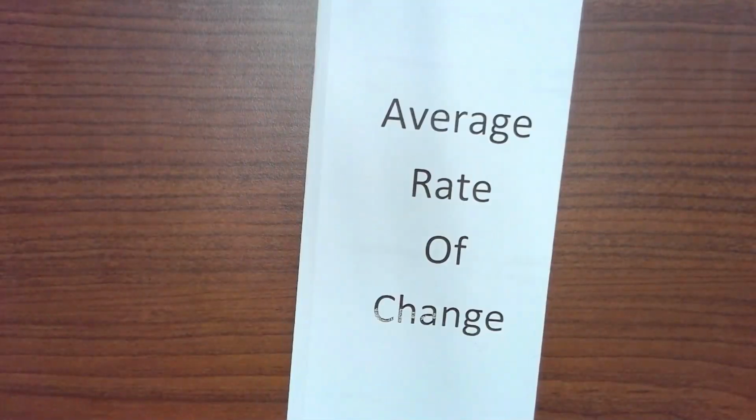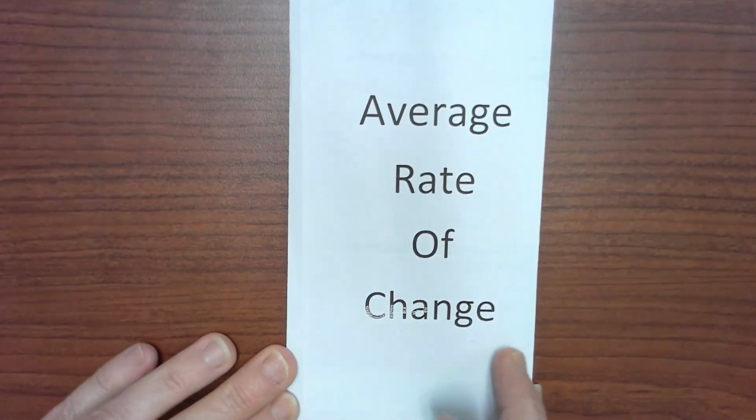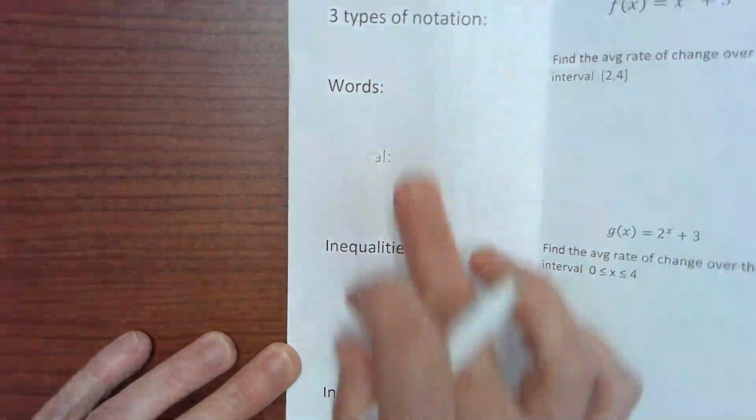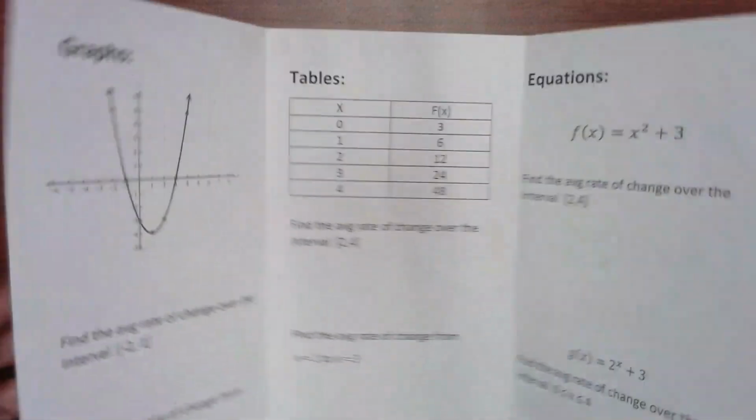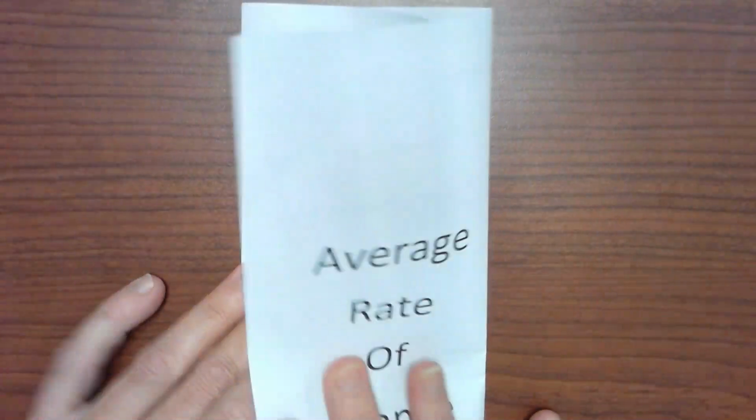And basically it should say average rate of change on the front. Then when you open it, it's got three ways they can give you the intervals. Then when you open it, it looks like this. So you're folding it three ways.